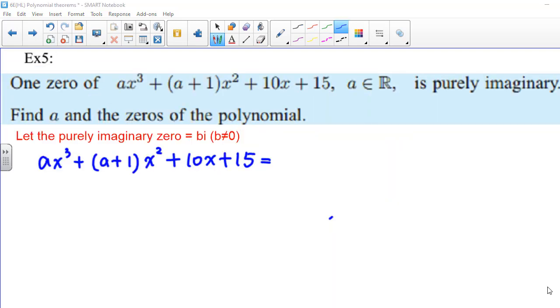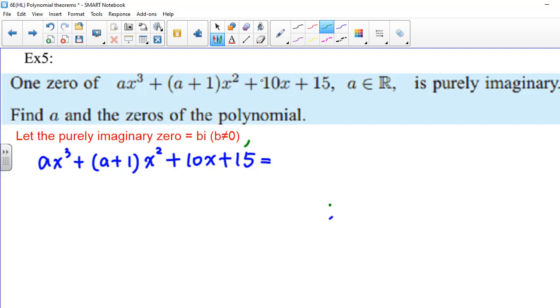Let's look at how we can solve the problem in example 5. One zero of a cubic polynomial function ax cubed plus a plus 1 x squared plus 10x plus 15, a is a real number, is purely imaginary. Find a and the zeros of the polynomial. Since we are given one zero of this cubic polynomial function, we can let the purely imaginary zero be bi. Of course, b cannot be 0.